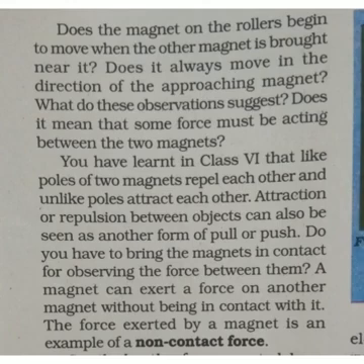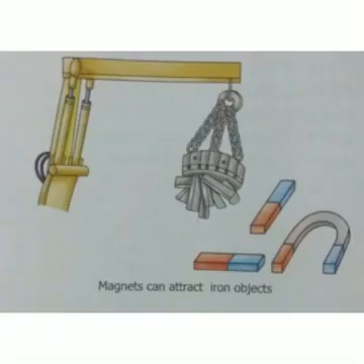Students, you have already learned in your lower classes that when the like poles of two magnets are brought close to each other, then they repel. And when unlike poles are brought close to each other, then they attract each other. So students, we can say that attraction or repulsion between objects can also be seen as another form of pull or push. A magnet can exert a force on another magnet without being in contact with it. So the force exerted by a magnet is an example of a non-contact force.